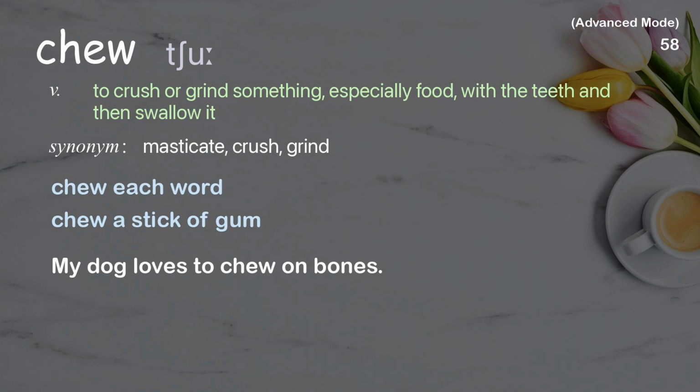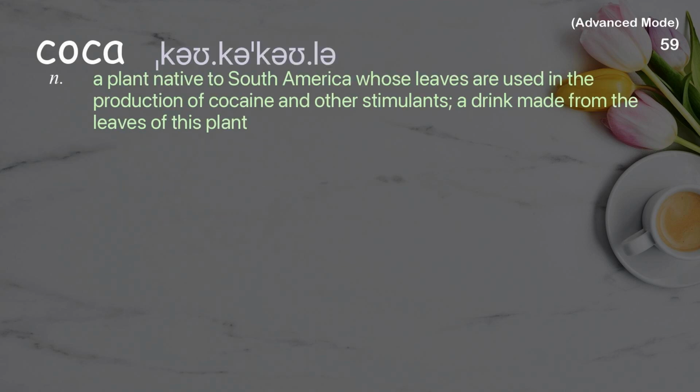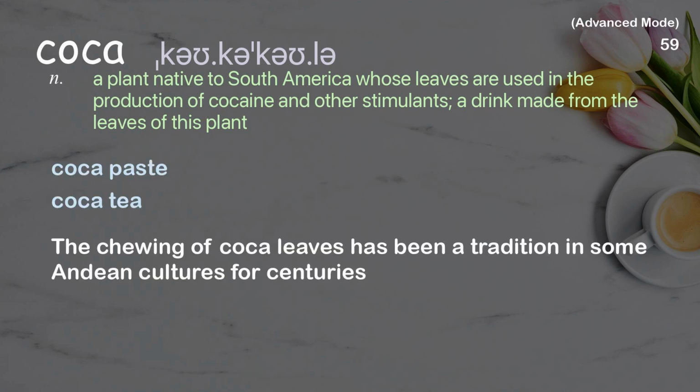Coca. A plant native to South America whose leaves are used in the production of cocaine and other stimulants. A drink made from the leaves of this plant. Examples: Coca paste, coca tea. The chewing of coca leaves has been a tradition in some Andean cultures for centuries.